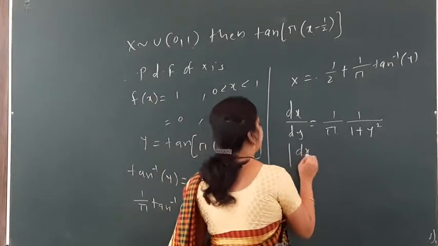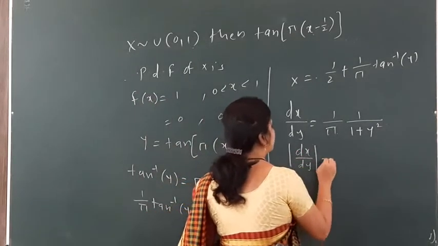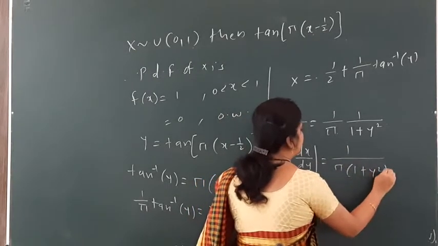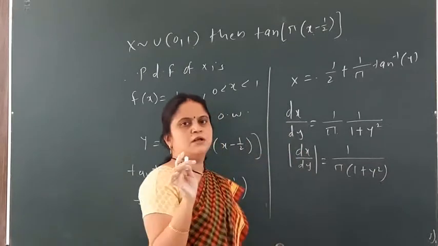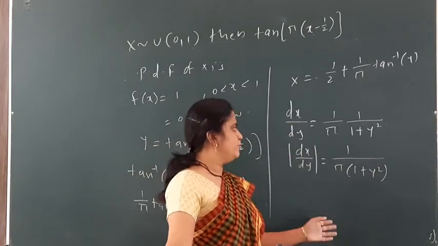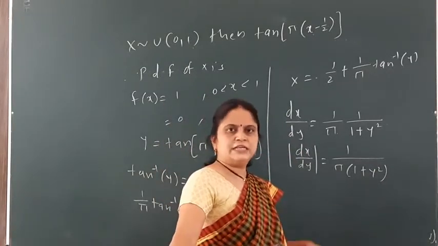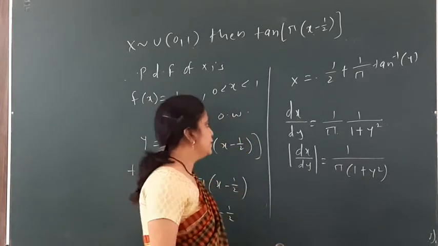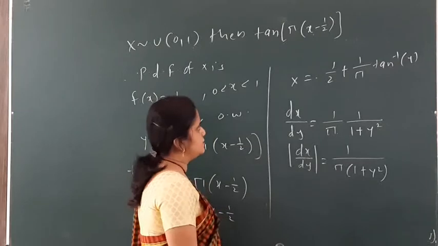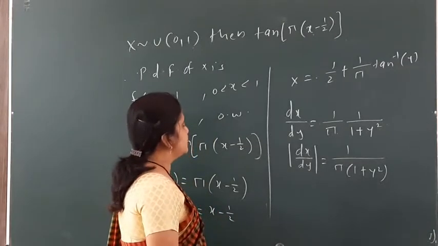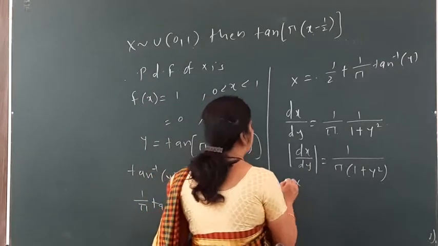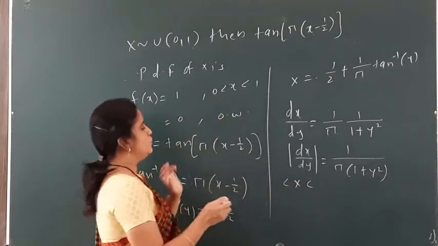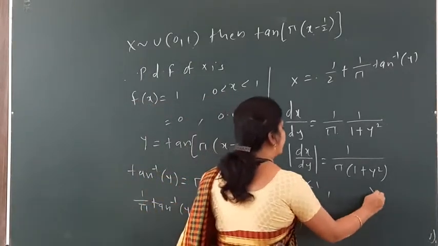Again, modulus of dx by dy: you see that the function is as it is, because pi is a positive number, and for any value of y, since it is y square, I get again a positive number. So modulus of dx by dy is as it is. Now the next step is to find the range. For the range of x which is given to you, it is 0 to 1. What is the range of y now?